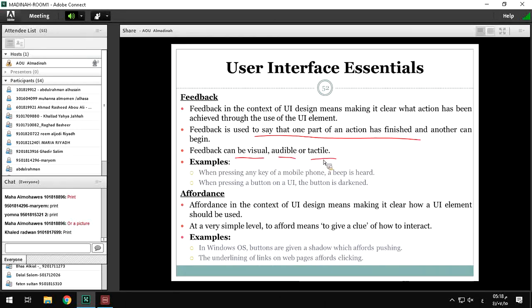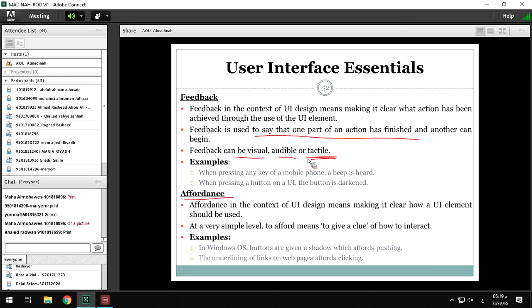Feedback is to say that one part of the action has finished and you can begin with another part. Feedback can be visual, audible, or tactile. Visual means you can see it, like you click the play button and see that something is played. Audible means you get some sound, like when someone is calling your mobile phone, it rings. Tactile means you can feel it, like your mobile vibrates, or the joystick or mouse vibrates when playing games. So feedback must tell the user that something has been finished, and you can start something new.